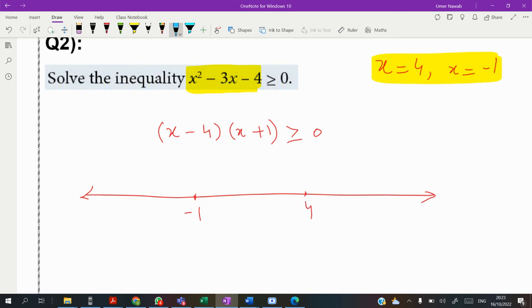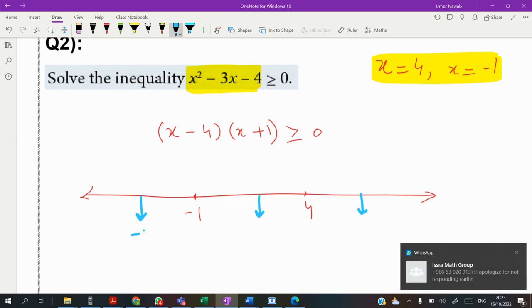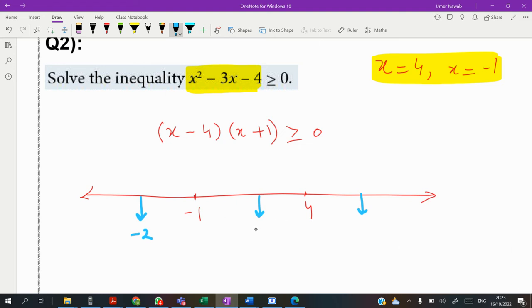Now, what do you need to do, guys? You need to take any test point, any number which is less than minus 1. Suppose I choose minus 2, and between minus 1 and 4, pick any number, guys, 0, and I'm writing here 5. Can you plug each test point into the original inequality and check where the inequality is satisfied?